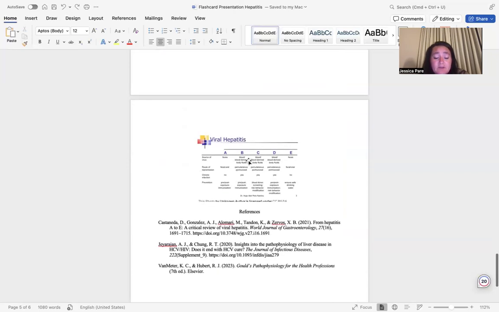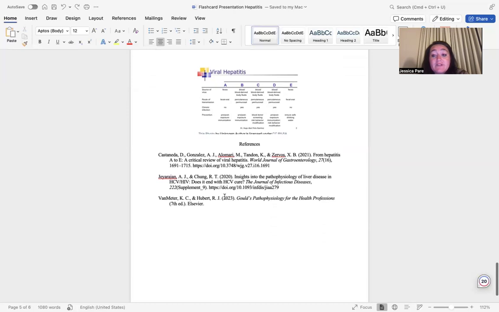And then another picture that I just put in there is this chart. It does include hepatitis D and E as well, but I thought it was a good picture of hepatitis A, B, and C, and the sources of the virus, the route of transmission, the chronicity of the infection, and prevention exposures. And then these are my references.